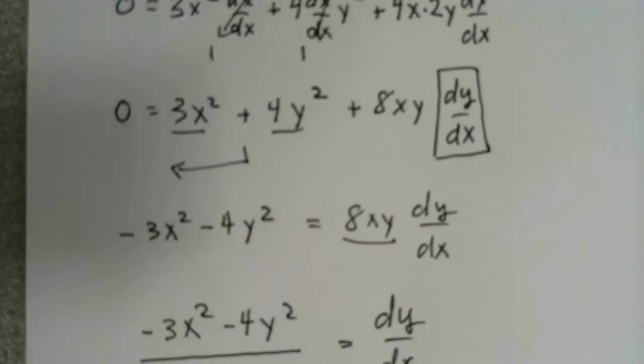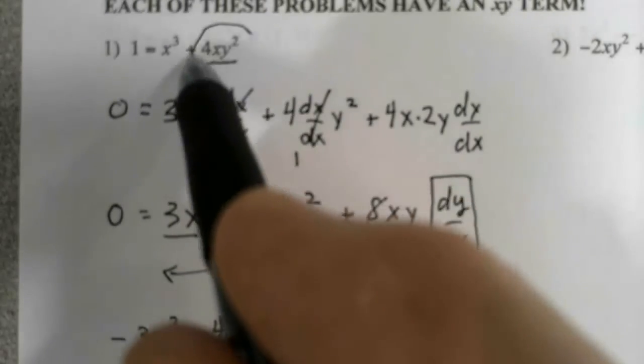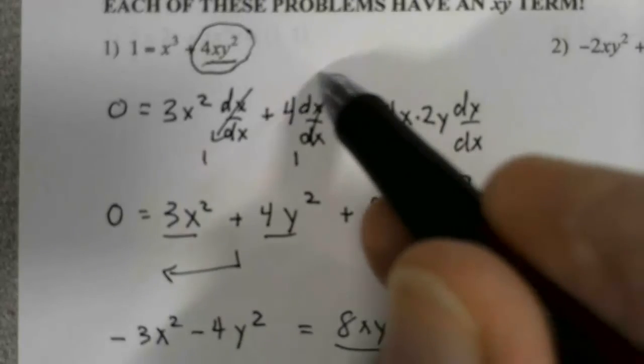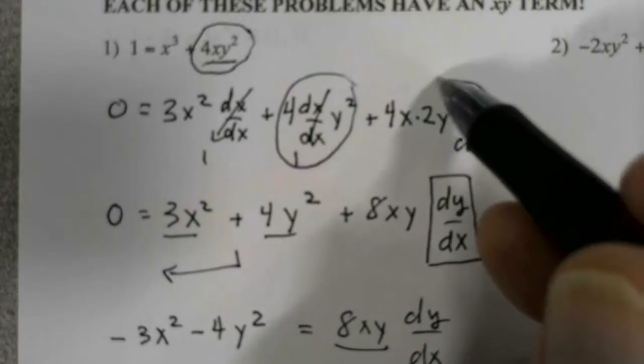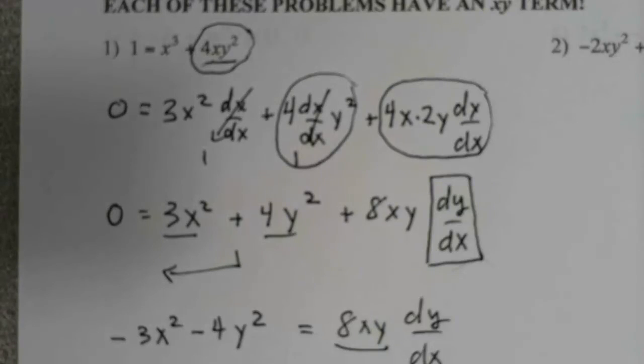So this is how you handle the cross term. When you run across this cross term, that's going to break up into two parts. There's going to be a part where I do the derivative according to the x, and then where I do the derivative according to the y. So just be careful when you run across these, okay? Just be careful.